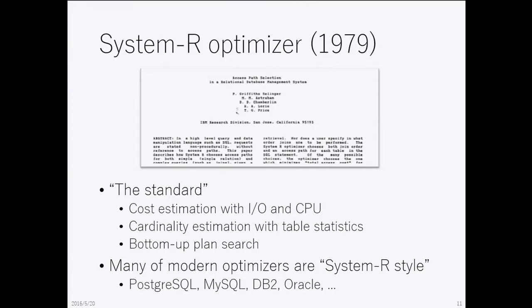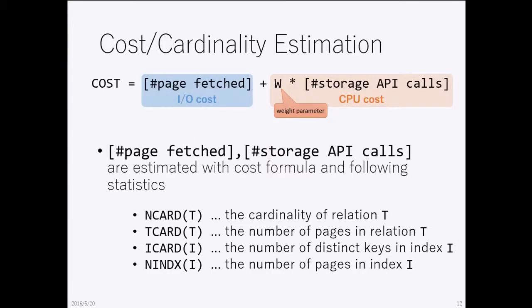Of course, recent query optimization technology is much more sophisticated than System R, but the basic technology direction is still unchanged from System R optimizer. And modern optimizers are all usually described as System R style. So let's look at how System R optimizer works. In System R optimizer, cost of query execution is calculated from the estimated page fetch count and the storage API call count. This is CPU cost, actually.